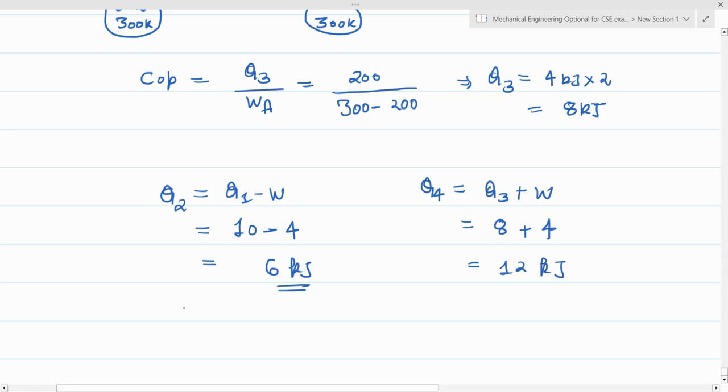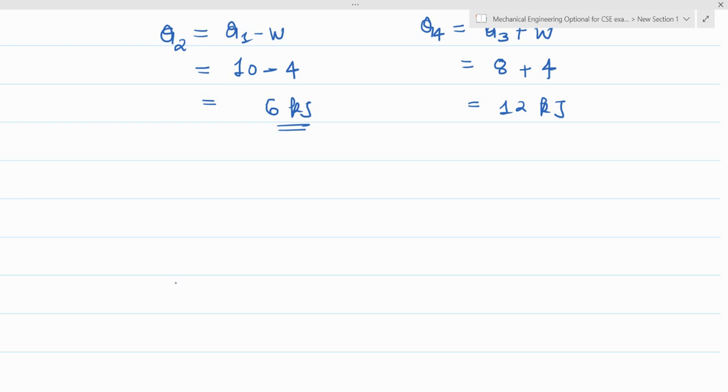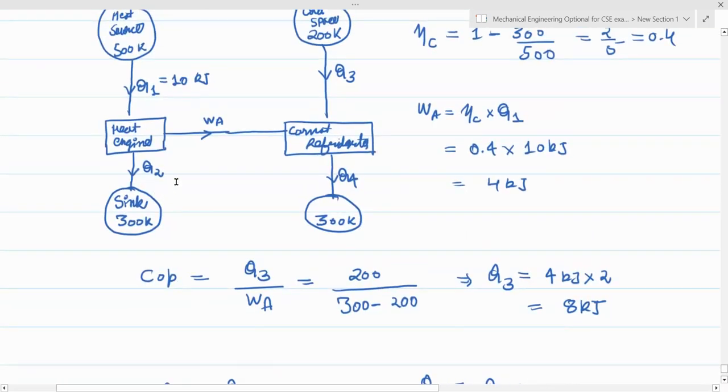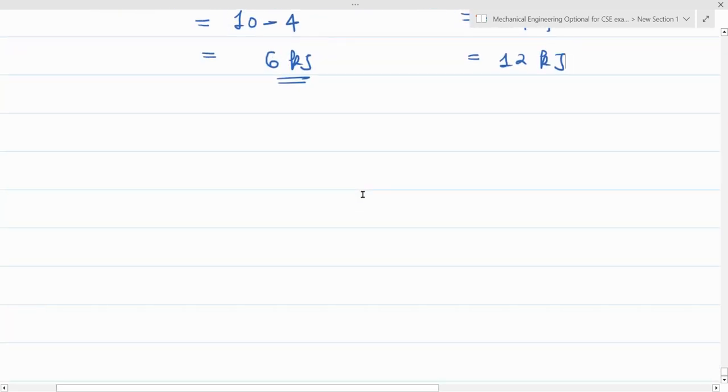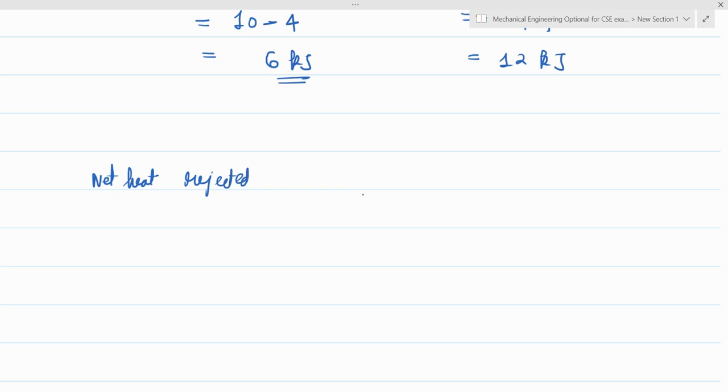Now we have calculated all the values of Q1, Q2, Q3 and Q4, and now we can find out the total heat that is rejected to the sink. Now from the figure we can see the total heat that is rejected to the sink is Q2 as well as Q4. So the net heat rejected should be equal to Q2 plus Q4. This comes out to be 6 plus 12 equals 18 kilojoules.